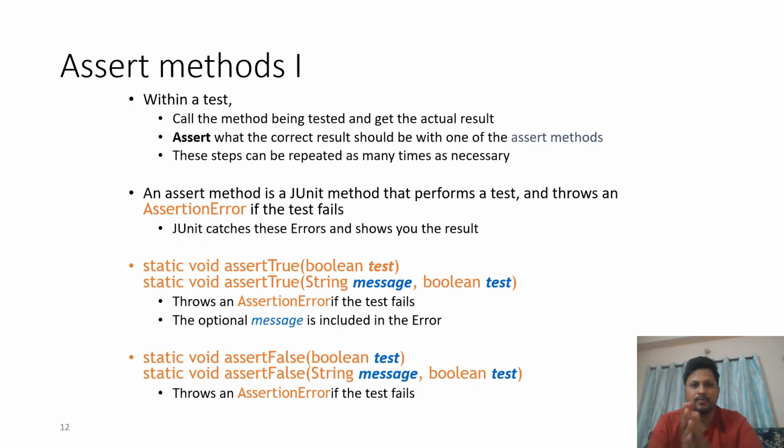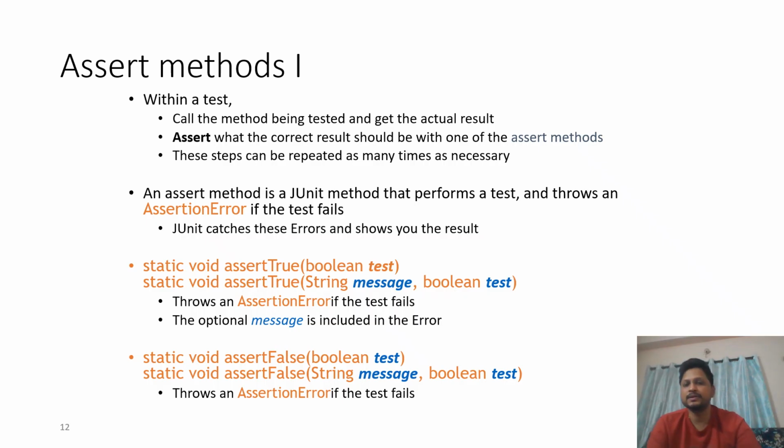Next, we are moving to the assert methods that we can use within the test. I'm discussing a few bullet points here. Call a method being tested and get the actual result. Whatever we want to validate in this particular test case is the actual result. Assert checks what the correct result should be. For example, assertTrue should return only the true value, and assertFalse should return the false value.